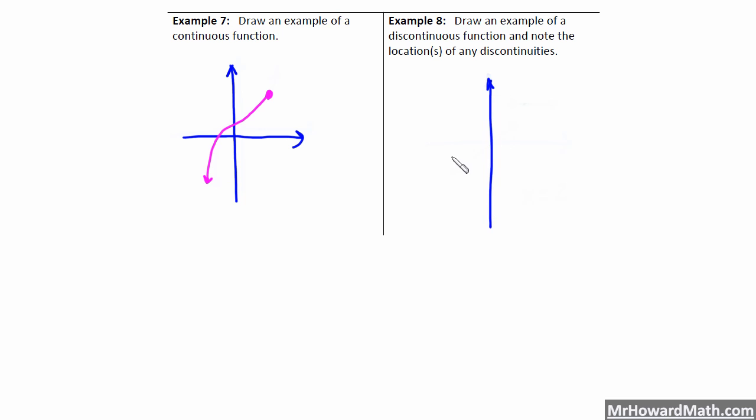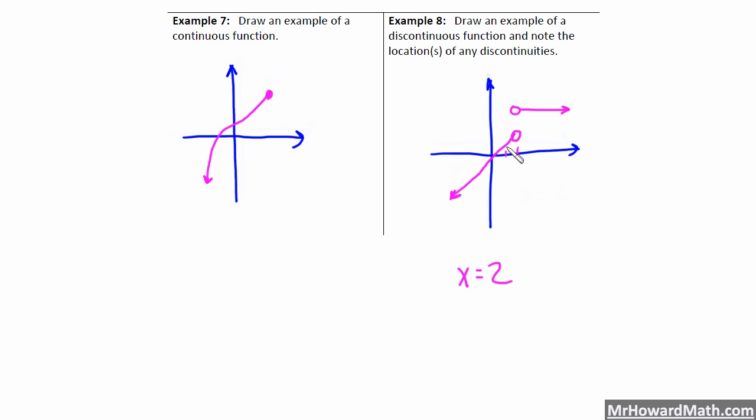So draw a coordinate plane here, and for example, I can draw a line like this, with a terminating circle there. I'm going to draw an arrowhead there, and then another horizontal line segment like this. I'm going to call this x equals 2 right here. So that would mean I have a discontinuity at x equals 2.